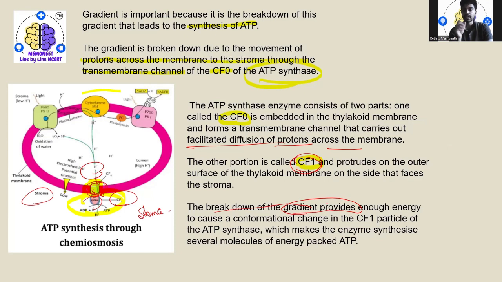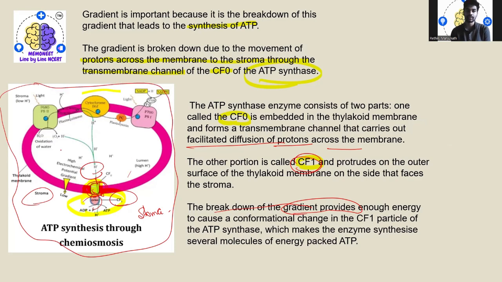Okay, which makes the enzyme synthesize several molecules of energy packets, the ATP. It's very complicated. The only thing you have to understand is the representation. That means in general, this entire schematic, this is what you have to remember. If you remember the structure and where exactly what will come, then only you'll be able to understand the entire mechanism. If not, no.